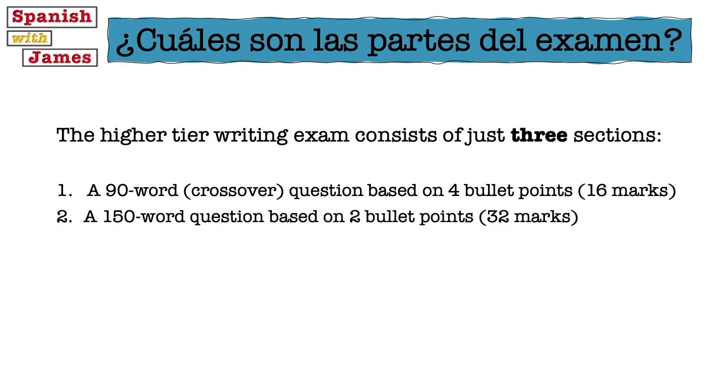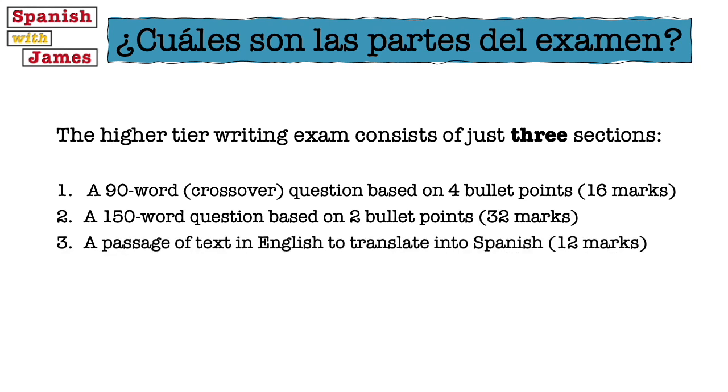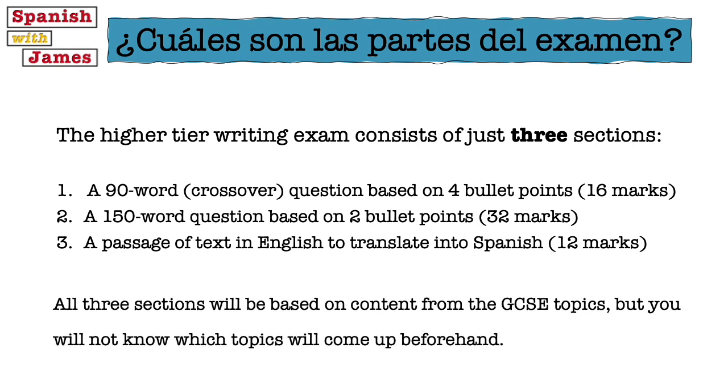The second section is a 150-word question based on just 2 bullet points. And that one's worth 32 marks, which is more than half of all the paper. And finally, the third section, you have to translate a passage of text from English into Spanish, and that one's worth 12 marks.